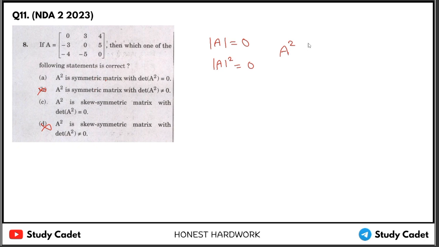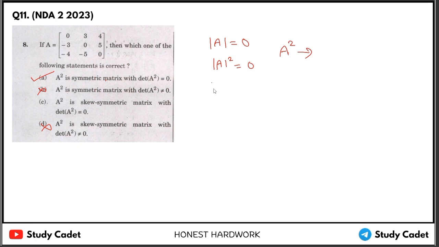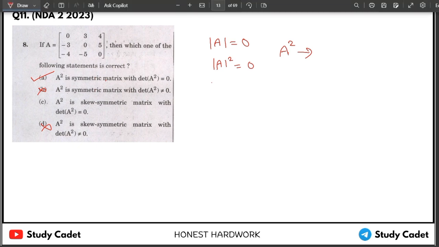Is it the case? Yes, it is true. You must know that any odd power of a skew symmetric matrix becomes a skew symmetric matrix. Okay.